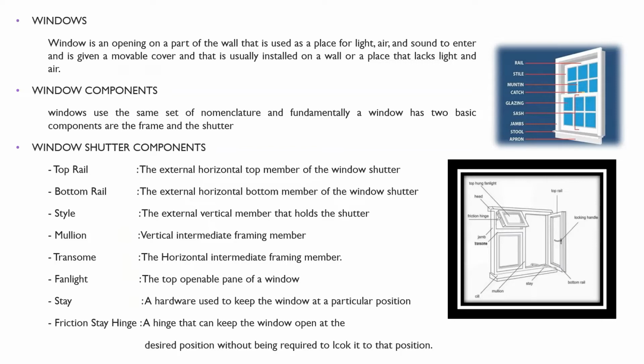Window shutter components. Top rail, the external horizontal top member of the window shutter. Bottom rail, the external horizontal bottom member of the window shutter. Style, the external vertical member that holds the shutter. Mullion, vertical intersection framing member. Transom, the horizontal intersection framing member. Fanlight, the top apparent pane of the window.